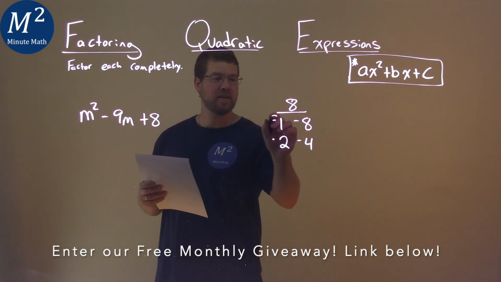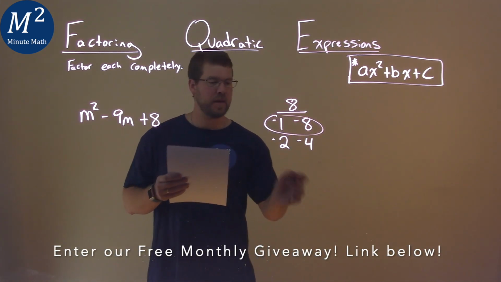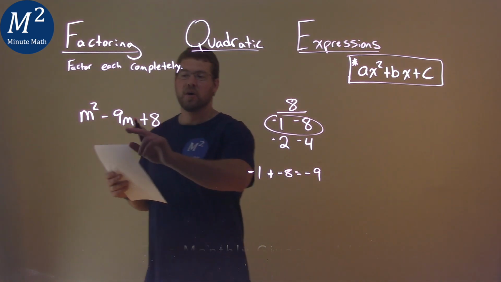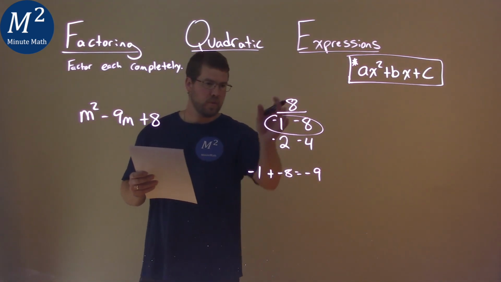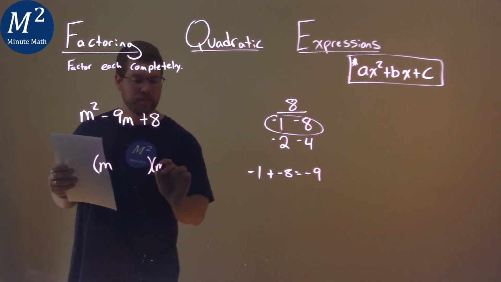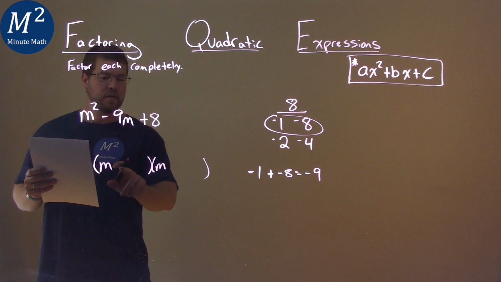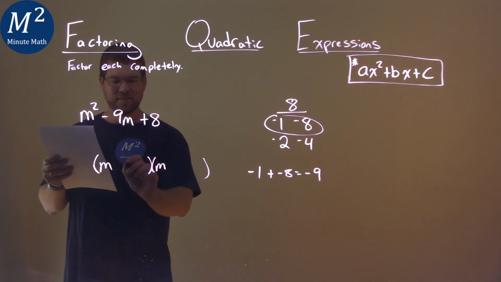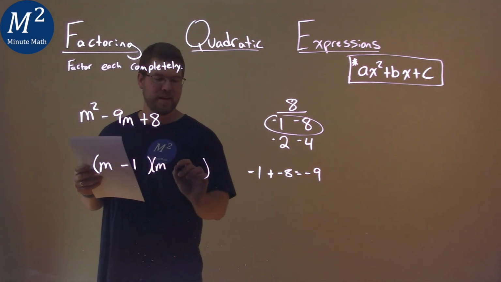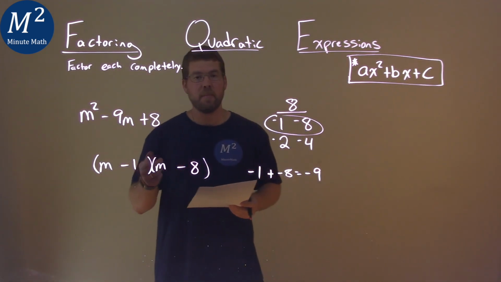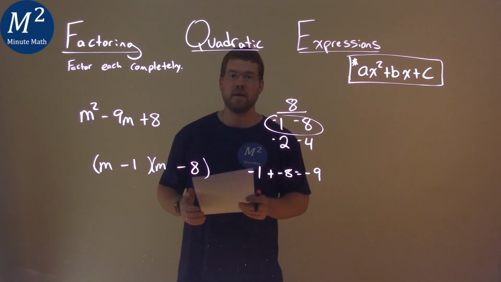All right? So what two numbers now together add to be a negative 9? And that's going to be the negative 1 and a negative 8. Negative 1 plus a negative 8 equals a negative 9, our b value. So we use those numbers to get really our answer here. We write this in our factored form. And here we put just the minus 1 and minus the 8. And so our final answer here is just m minus 1 times m minus 8.